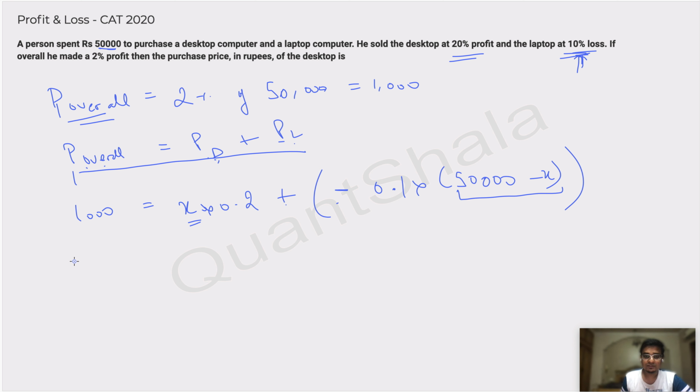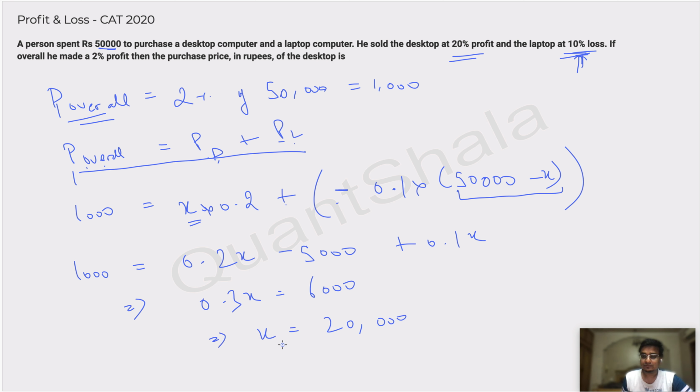Now simply solving this equation, what do we get? We get 1,000 is equal to 0.2x minus 5,000 plus 0.1x. So finally we get 0.3x is equal to 6,000 as with the first approach, and again we get x is equal to 20,000. So we were able to solve the question with both the approaches. First and second are quite similar, but the only thing is we are simplifying the calculation here by not accounting for this 50,000 figure every time.